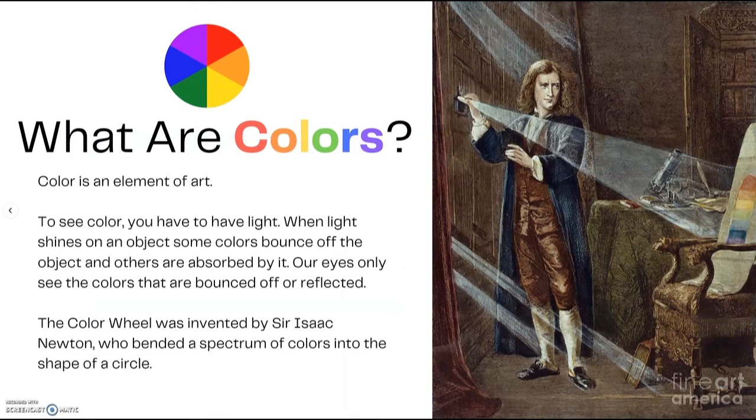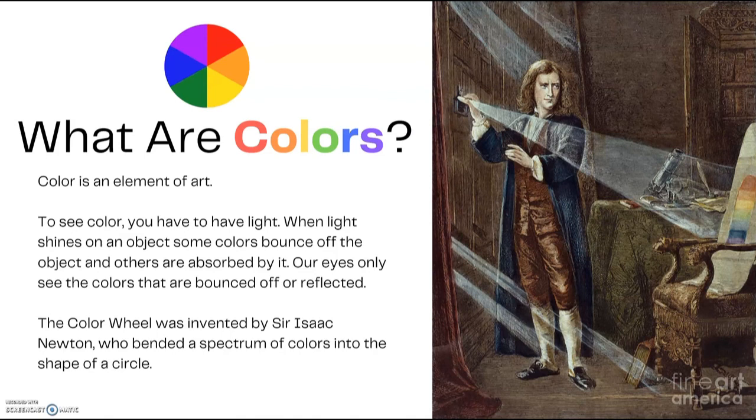Now let's talk about colors. You might ask, what are colors? Well, color is one of the 7 elements of art. So last week, we learned about line, and line is a different element of art. Today, we're going to learn about color. And in order to see color, you have to have light.